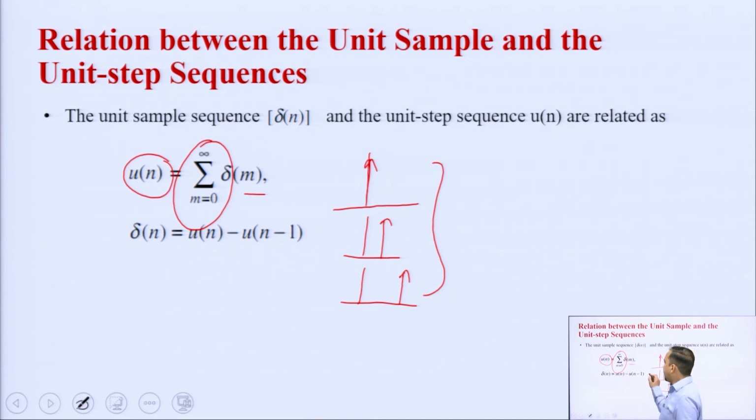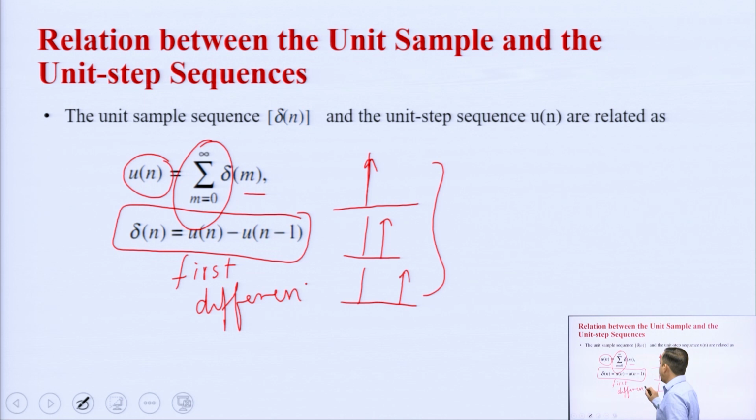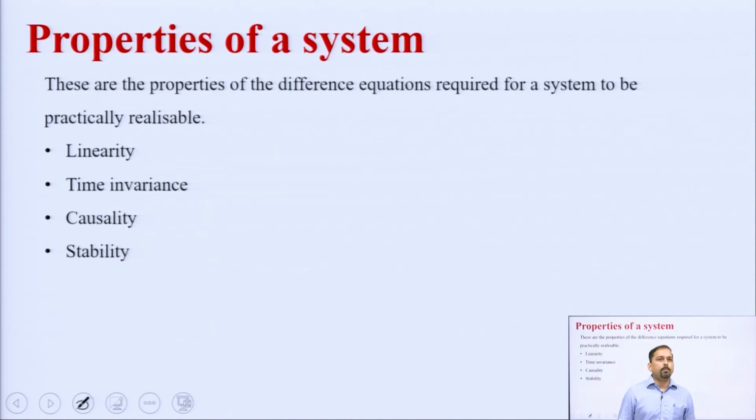So, we can say that the first difference, u[n] minus u[n minus 1], is nothing but equal to delta[n]. We are definitely going to utilize this concept, which is the relationship between the unit sample and the unit step sequence. Now, we will come back to the properties of the system.